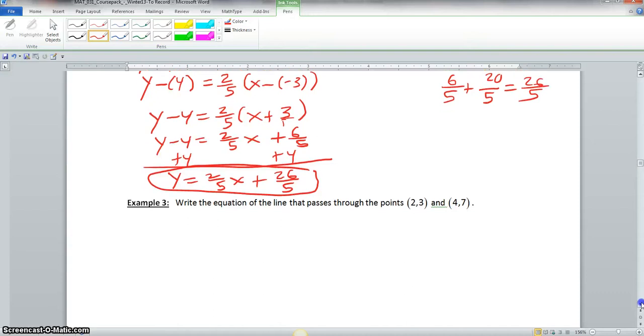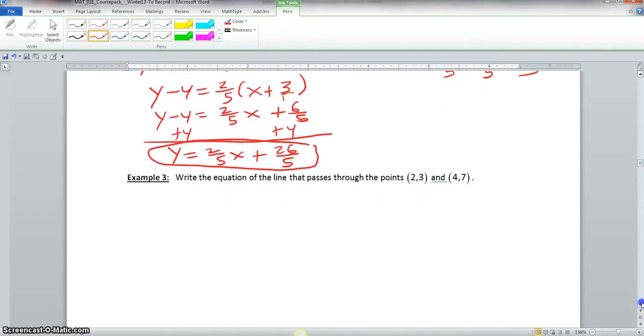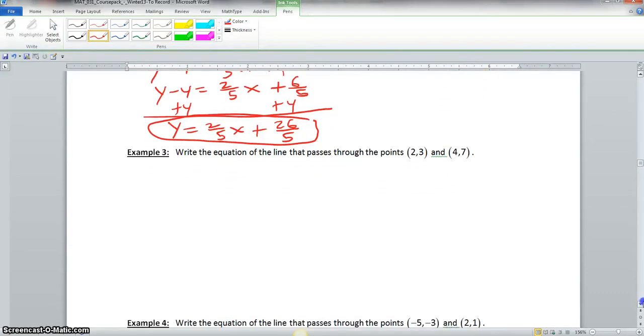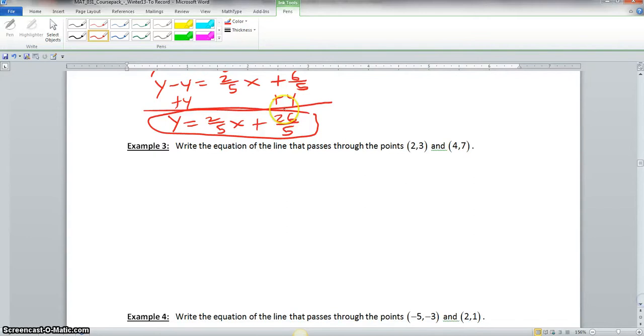Now example 3 states, write the equation of the line that passes through the points (2, 3) and (4, 7). Now what's different about example 3 as opposed to example 2 is we don't have a slope. So the first thing we need to find is our slope.